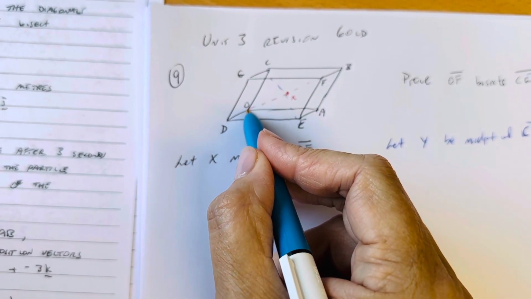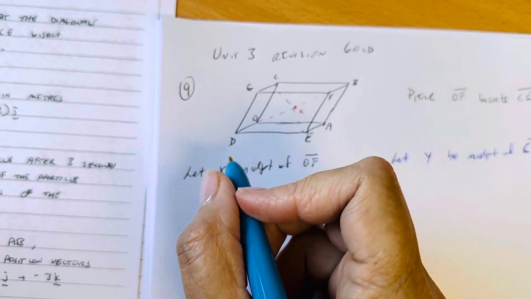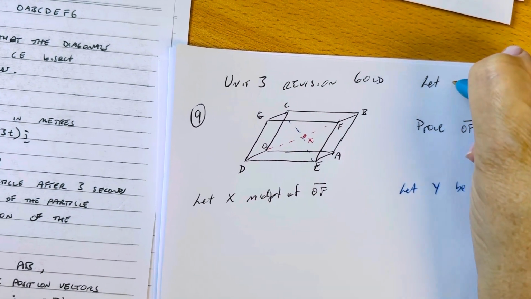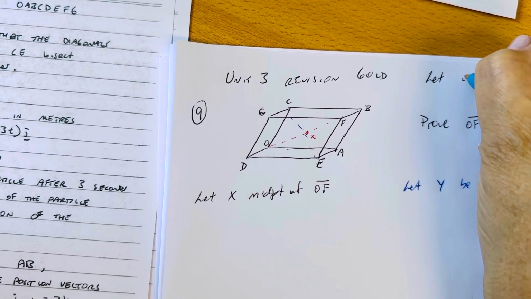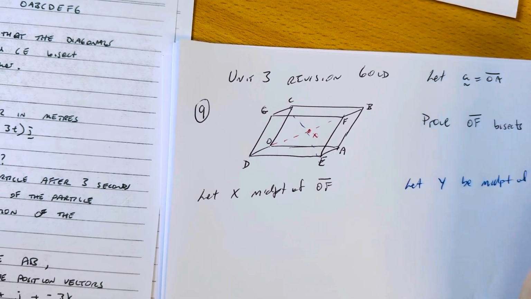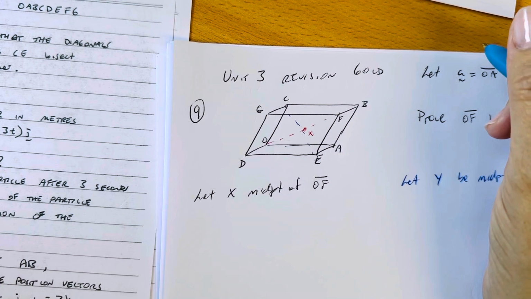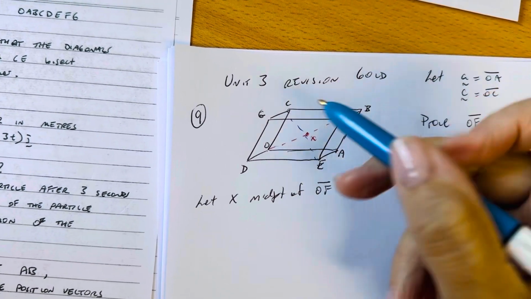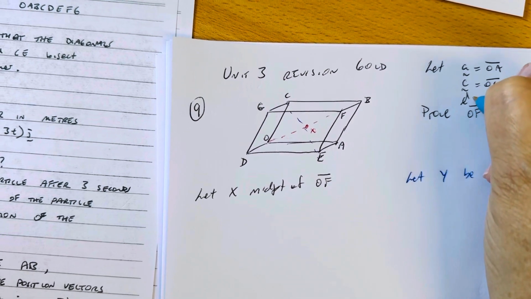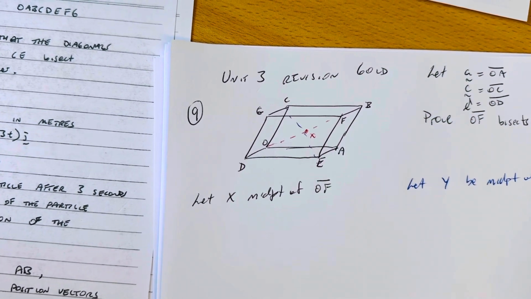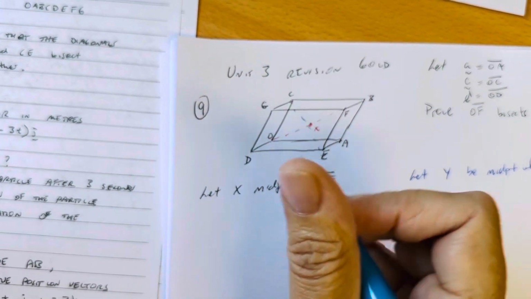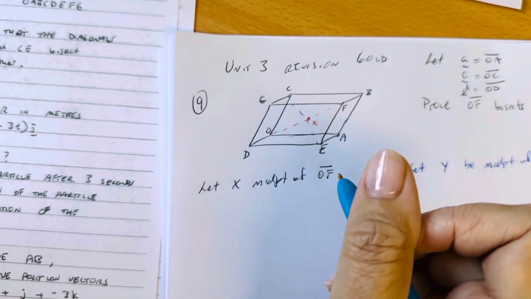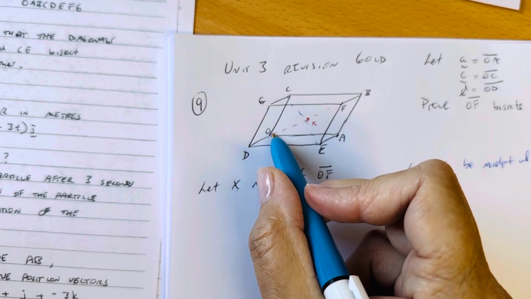Well, first off, if I say let A be defined as OA, let me say C be defined as OC, and D be defined as OD. Now, X is the midpoint of OF.